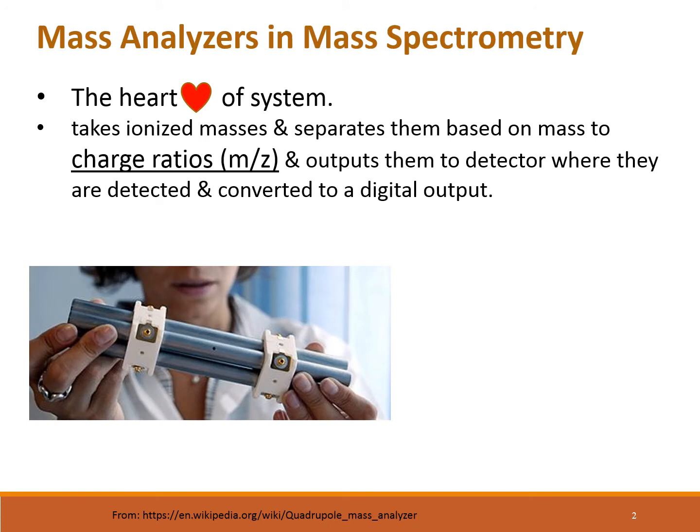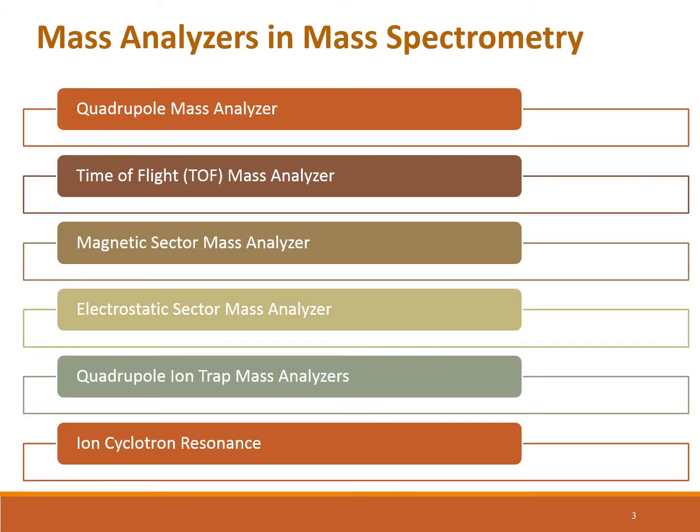The mass analyzer is the heart of the mass spectrometer. It takes ionized masses and separates them based on their mass-to-charge (m/z) ratio. There are 6 mass analyzers. First, the quadrupole mass analyzer; second, time of flight, known as the TOF mass analyzer; magnetic sector mass analyzer; electrostatic sector mass analyzer; quadrupole ion trap mass analyzer; and ion cyclotron resonance.